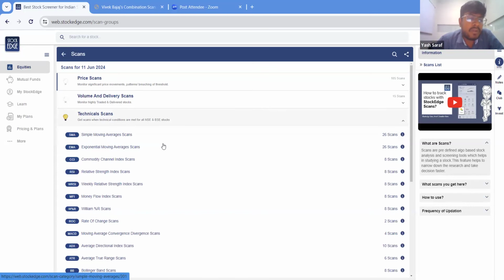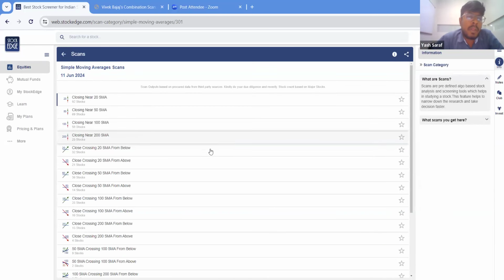So, for example, in technical, we can start with simple moving average scans. So, what is simple moving average? Simple moving average is a simple average. If I am talking about SMA 20, then what is the SMA 20 of today? SMA 20 means the average of the closing price of 20 trading days from yesterday. So that is my 20 SMA for today.